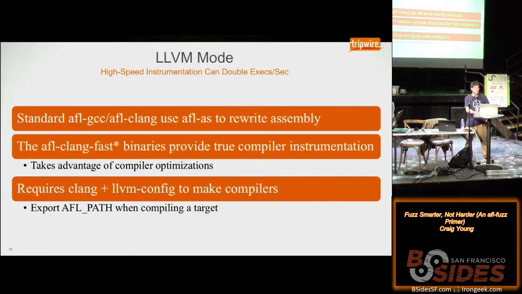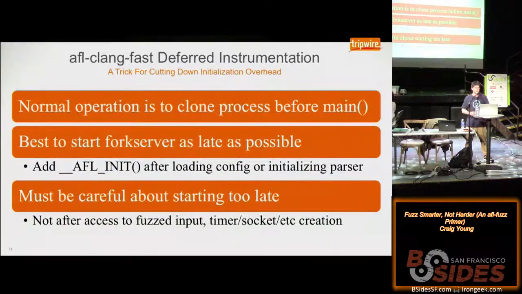One thing to note, when you're compiling a target with this, you will need to point it to the AFL home directory through the AFL_PATH environment variable. But once you are using this, there are some features that afl-clang-fast and afl-clang-fast++ offer that you can take advantage of to even further speed up your executions.